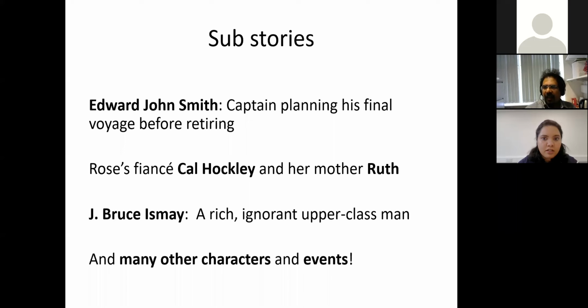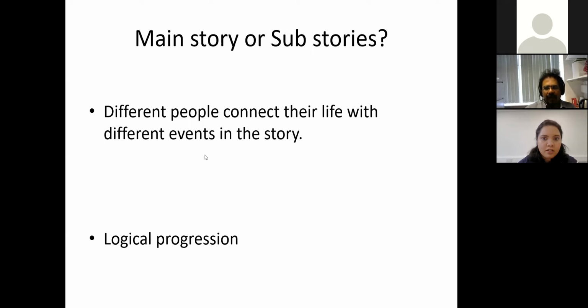Rose's fiancé, called Hickey, and her mother, Ruth. Some viewers or their life can be associated with Carl Hickey's life or Ruth's life. Bruce Ismay, a rich, ignorant upper-class man, and many other characters and events. And different people connect their life with different types of events in the movie. So a paper is like that. Different part of the research publication, different people look for different information. We will talk a number of examples on that.